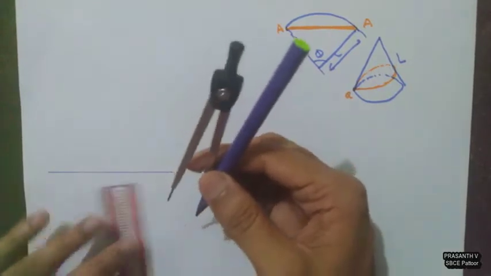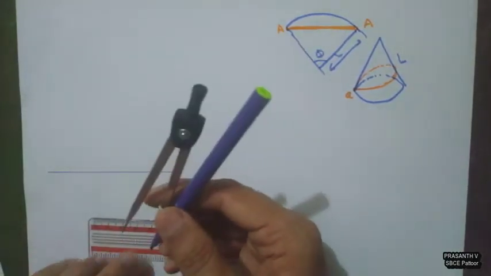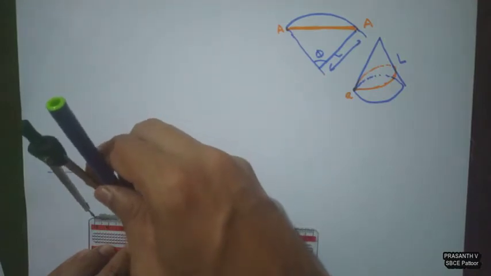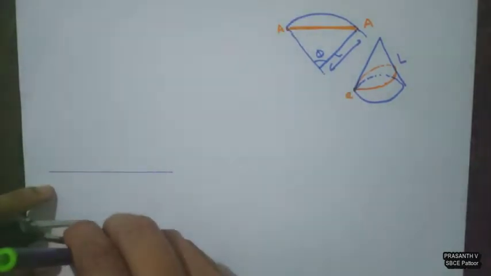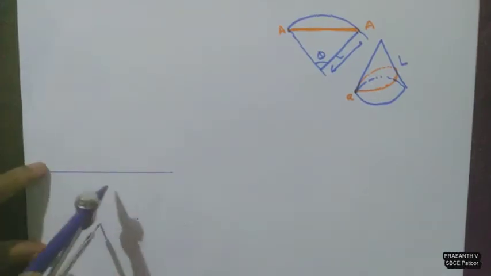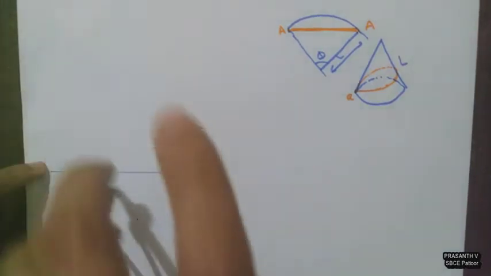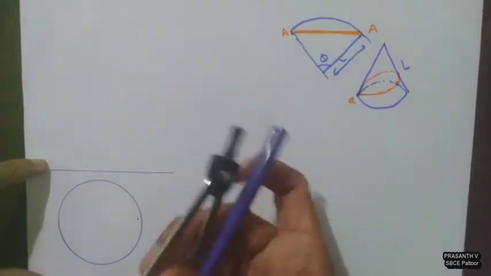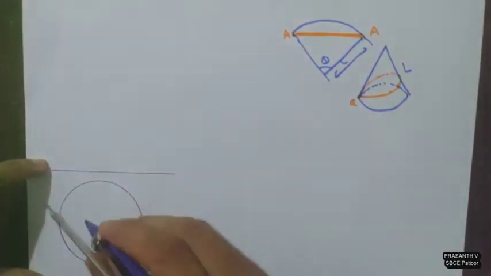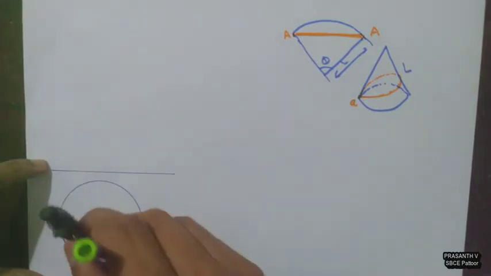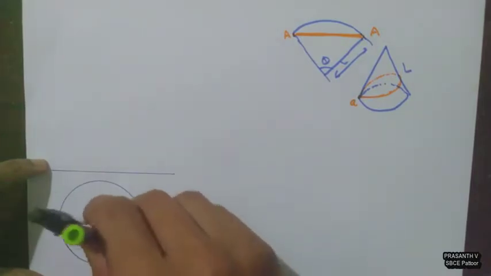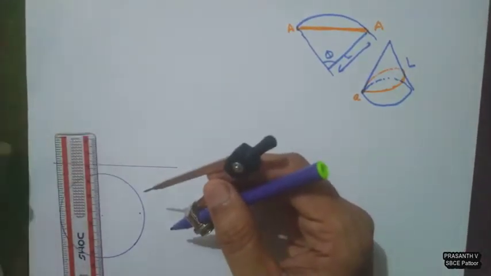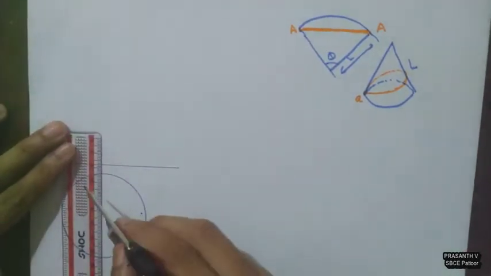As you know, here the diameter is 60 mm, so I need to take the radius as 30 mm. Take radius 30 mm. Draw it here. Now divide the circle into 8 equal parts. You have to divide the circle into 8 equal parts, as you know.